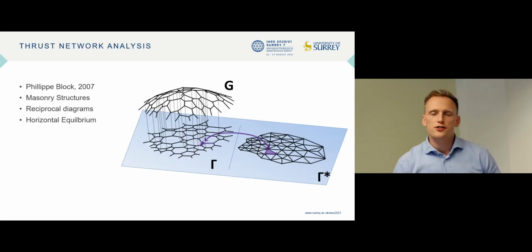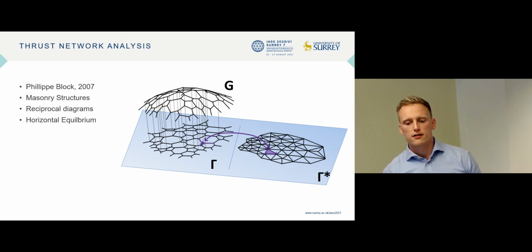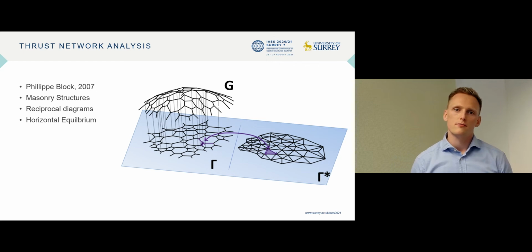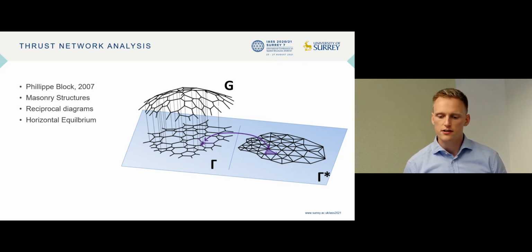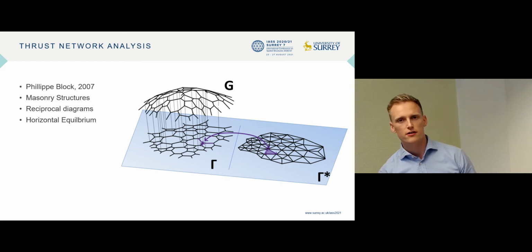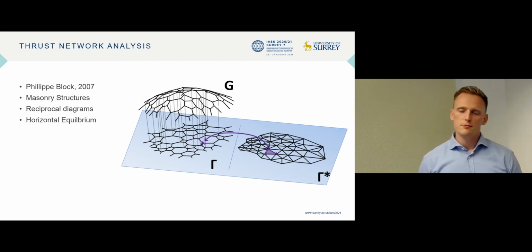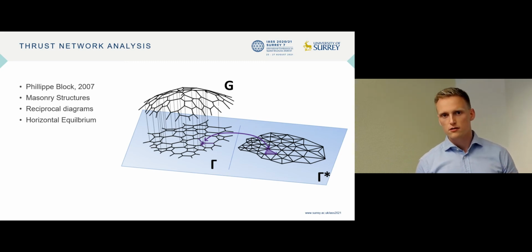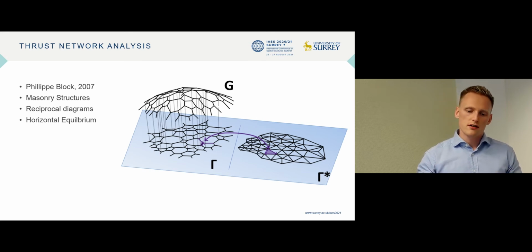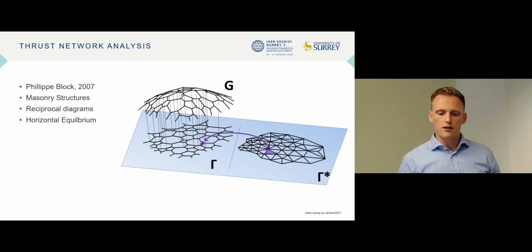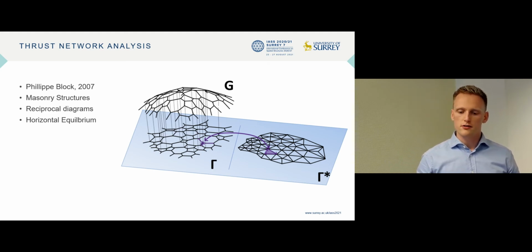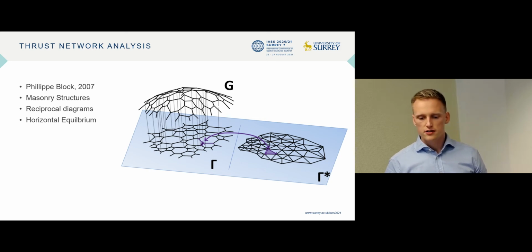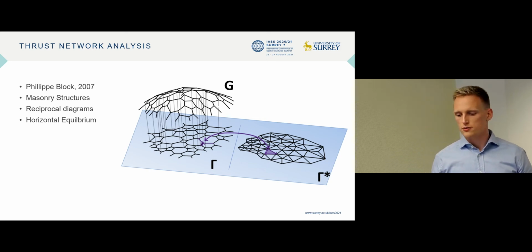Before I present our methodology, let me quickly explain the selected form-finding procedure. The Thrust Network Analysis is a form-finding method by Philippe Block from 2007, initially designed to evaluate masonry structures. It works by assuming that only vertical loads are present, which allows us to project the geometry down into the two-dimensional plane, where we can solve the horizontal equilibrium by the use of connection or reciprocal diagrams and graphic statics. And it's this visual relationship between form and forces that made us choose this method.